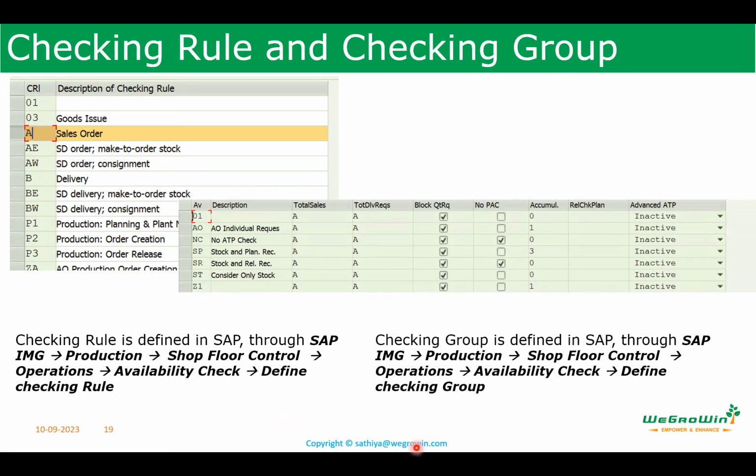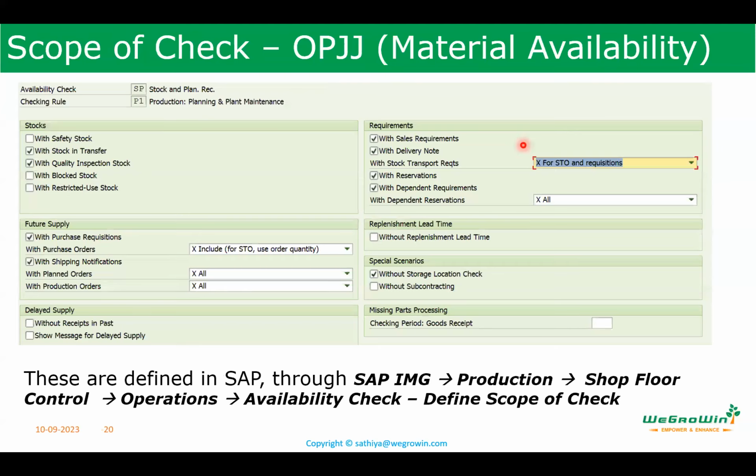Okay. Then I come to the checking group. The checking group will say what are the things I have to cover. For example, this is to be covered, and no availability check or the special availability check. Those things I have to do. Now, combining the checking rule and checking group, I have to define the scope of check. So this is the scope of check. For example, this checking rule P1, that is during production, the SP, this is what is assigned in the material master MRP3 view. So what are the things I have to check for the availability check? With the safety stock, stock in transfer, then as a receipt, what are the things I have to consider? For issue, what are the things I have to consider? These things are covered in this scope of check.